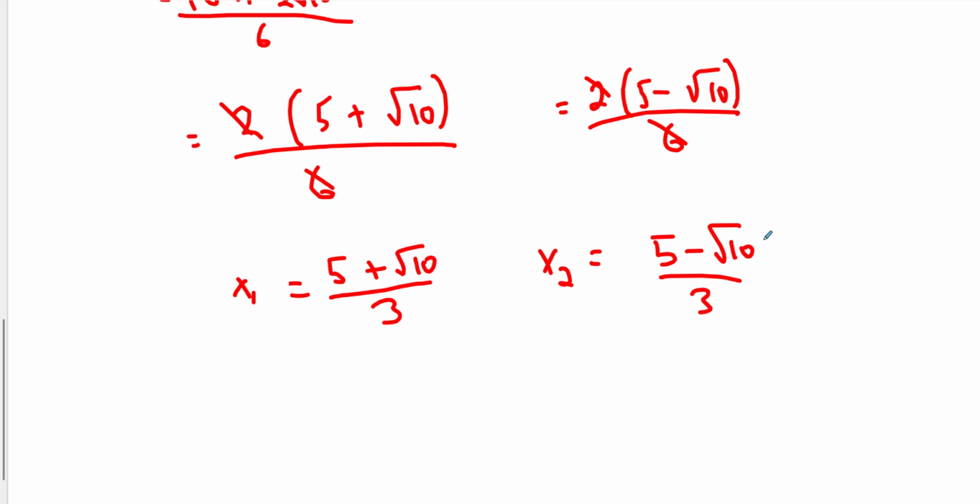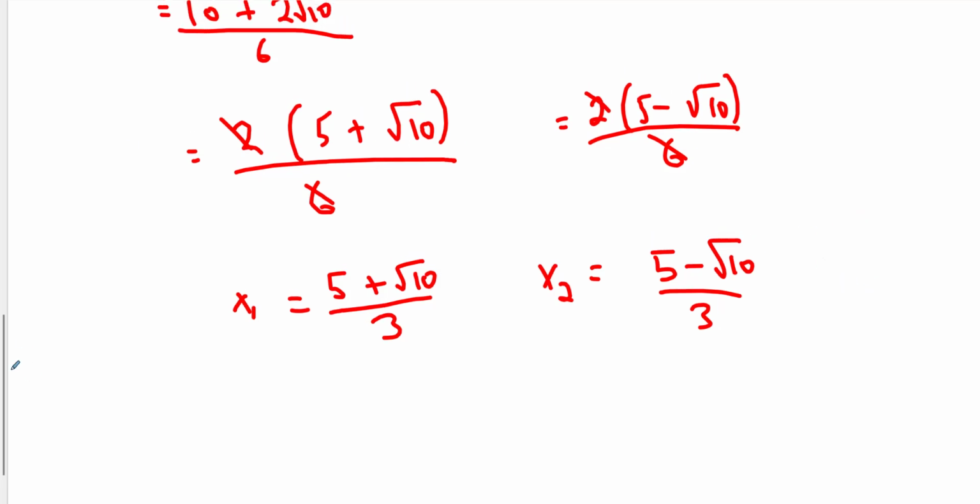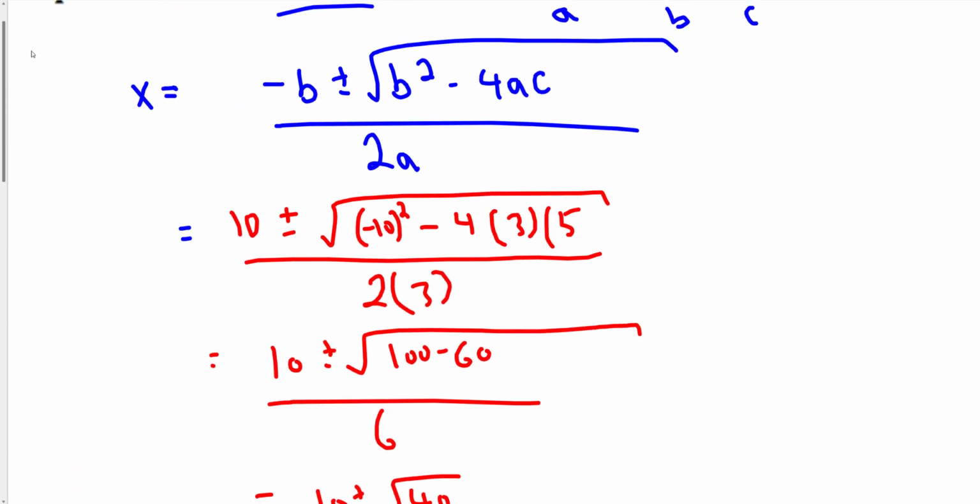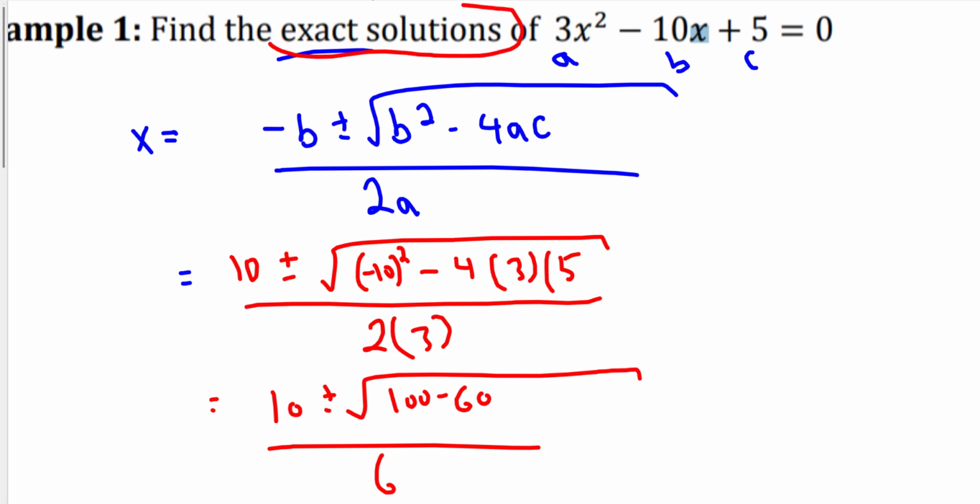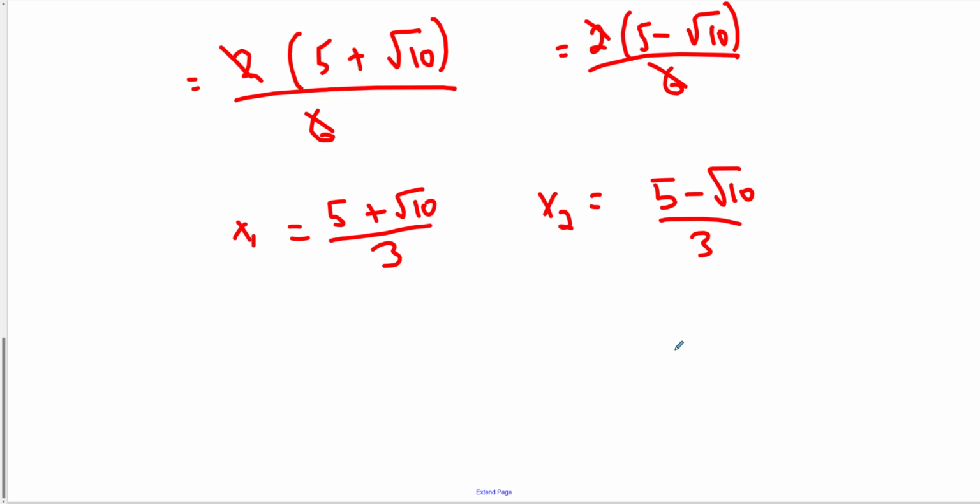So from now on, you cannot simplify further if the question is asking for exact solutions. If they don't care and they're just asking for a solution, then you just do what you would normally do and just in your calculator do 5 plus square root 10 divided by 3 and write the decimal answer.